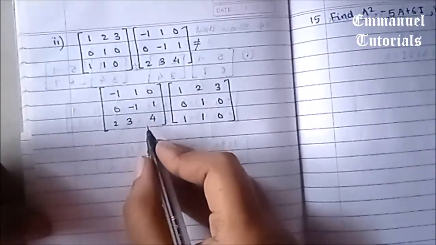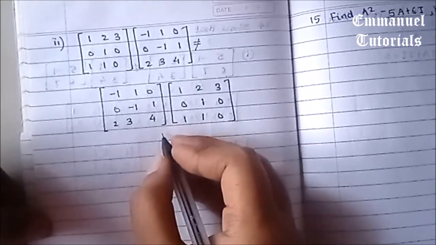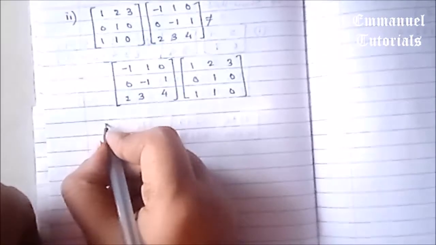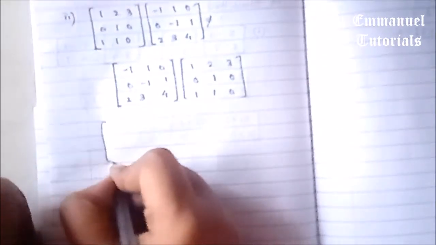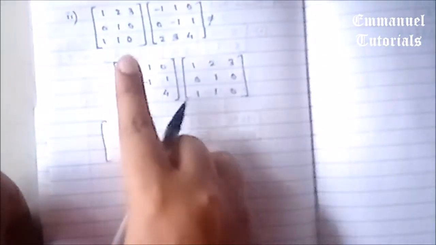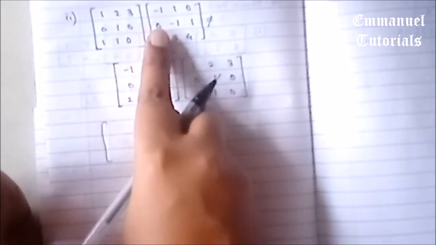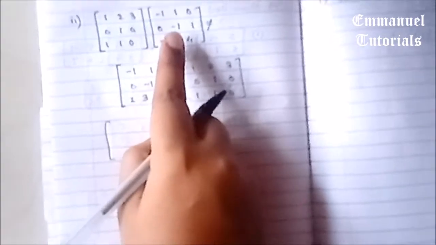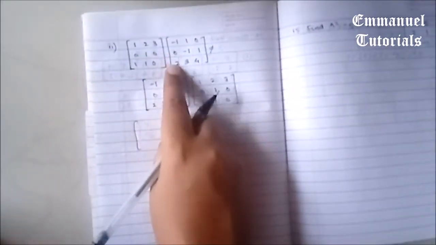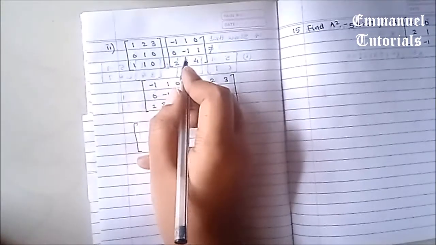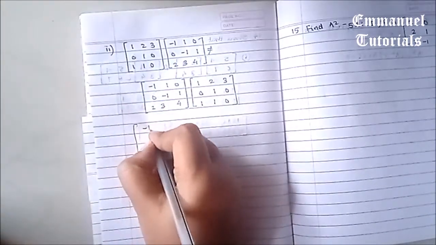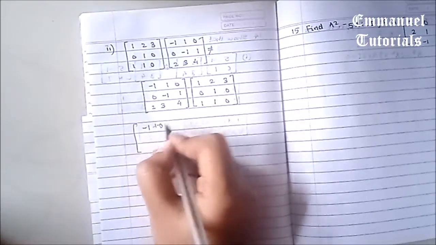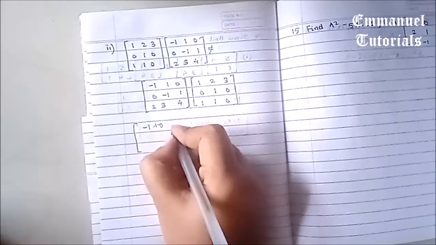Here similarly you have to do, but with a 3 cross 3 matrix. Now let's do the multiplication directly. So this will be 1 into minus 1 plus 2 into 0, because row into column, right? So 1 into minus 1 is minus 1, plus 2 into 0 is 0, plus 3 into 2 is 6.